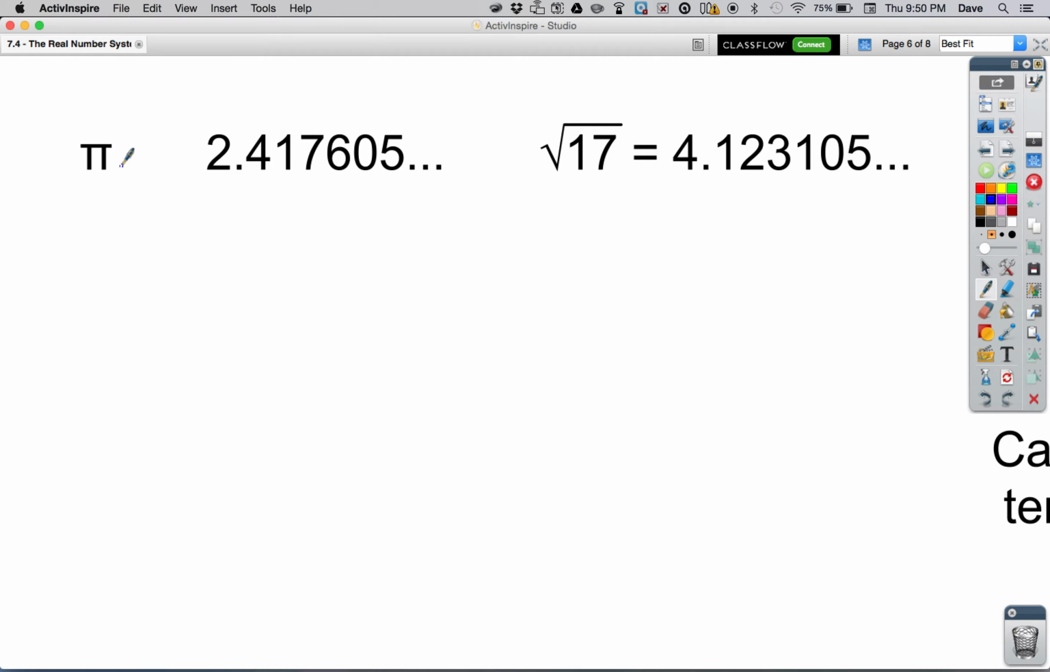3.14159 goes on forever, and again, no pattern. And here's just a random one, 2.417605, blah blah blah. Again, assuming it goes on without any kind of discernible pattern. And so because these went on endlessly with no pattern, there's no way to write these as fractions. And so they had to come up with not another evolution of the system, but an add-on.